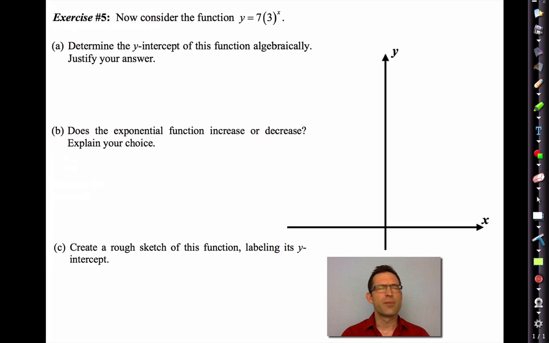Let's take a look at another one. Exercise 5. It says, now consider the function y equals 7 times 3 to the x. Letter A says, determine the y-intercept of this function algebraically. Justify your answer. Okay, fair enough. Well, why don't you go ahead and try to find the y-intercept algebraically. See if you can remember how to do that.